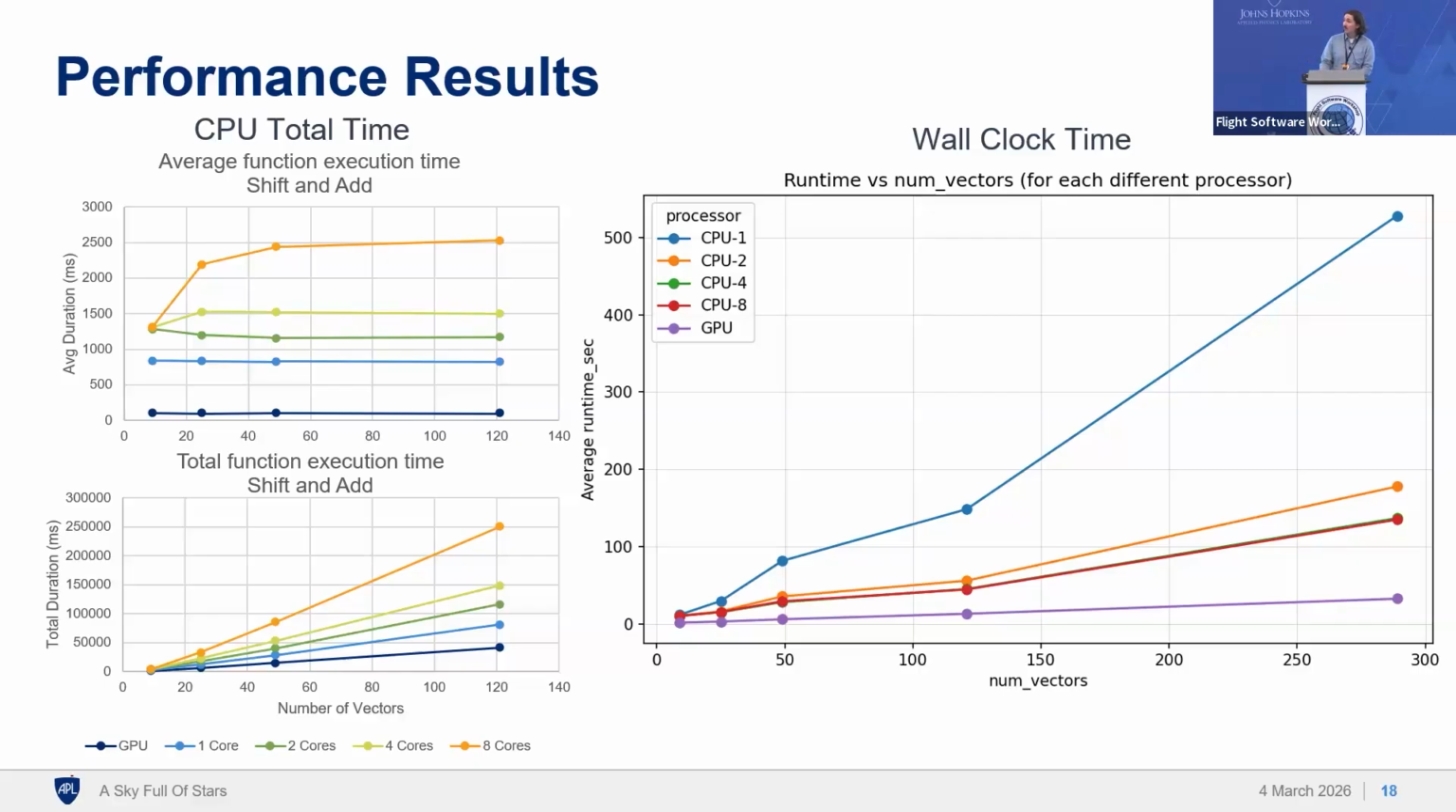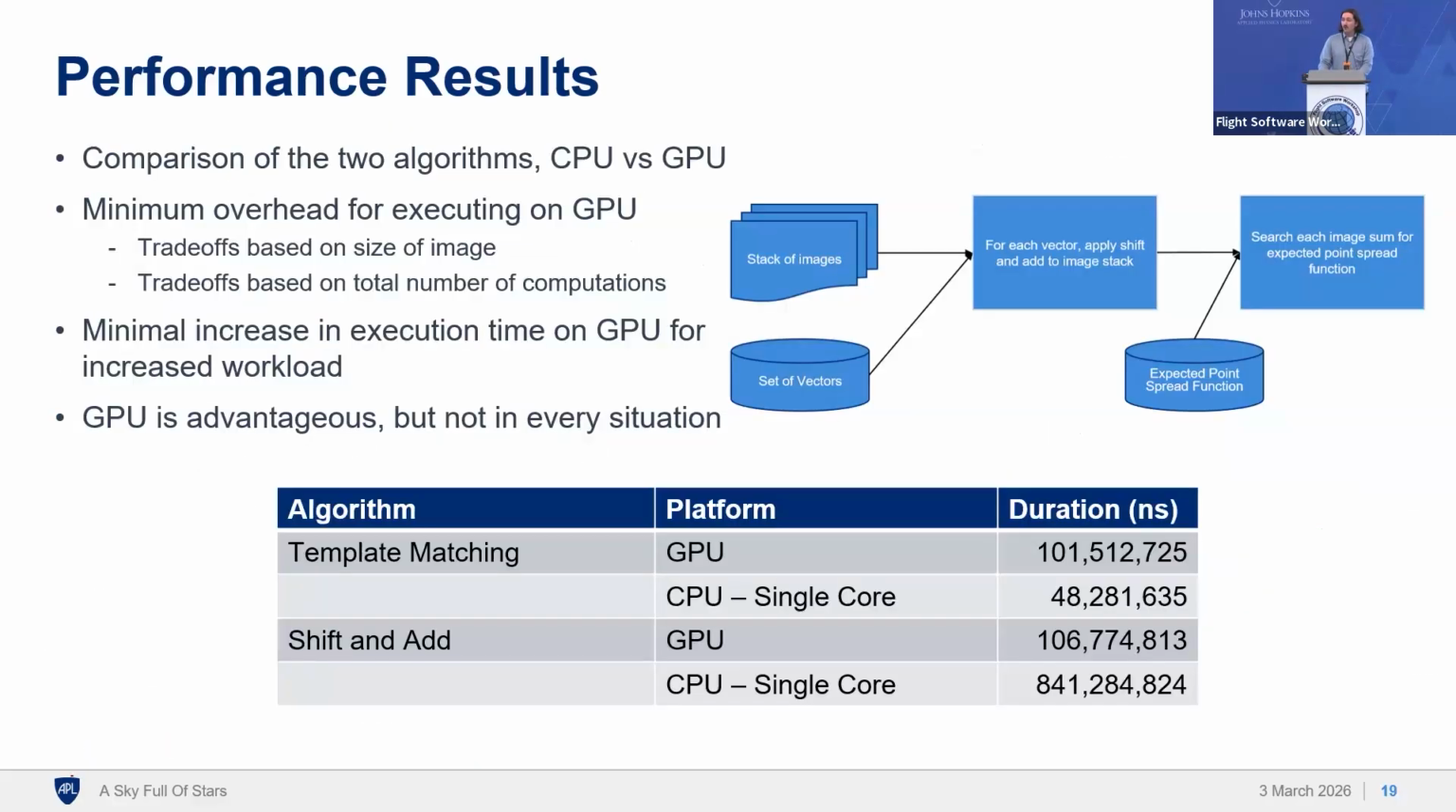On the right, we've got our wall clock time, trying to highlight the benefit of the GPU and sort of give you an idea of how that's comparing to flat out running on a CPU. So a little more detail on comparing the two algorithms.